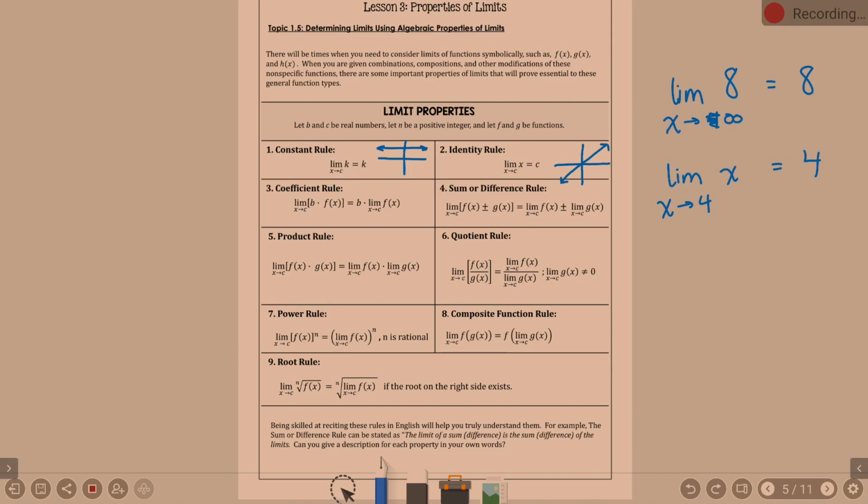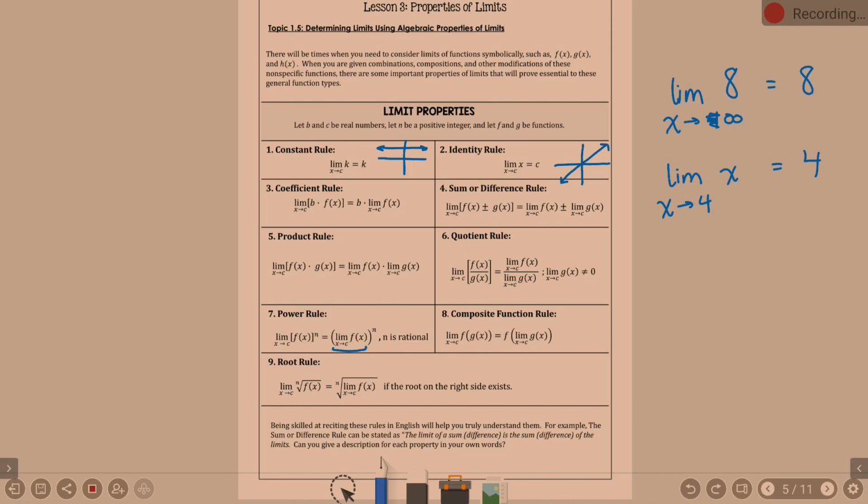Okay, some of the information we're dealing with today really lends itself to these rules. The power rule, so this is just saying if you have a power on the function, you can just do the limit first, because it might be easier to do the limit, and then raise it to the power, is what they're saying there.